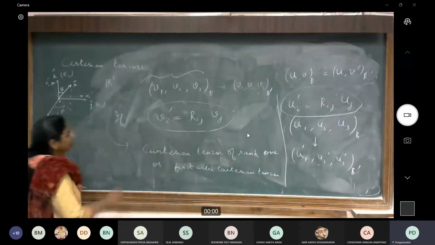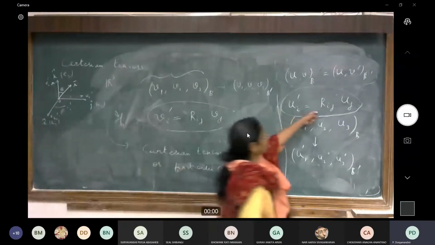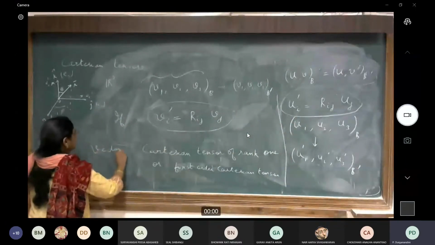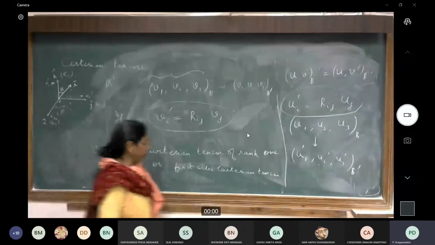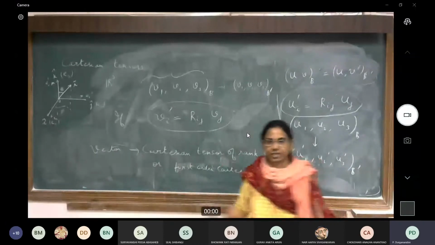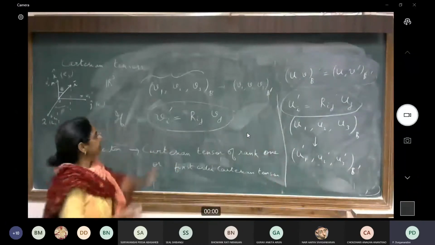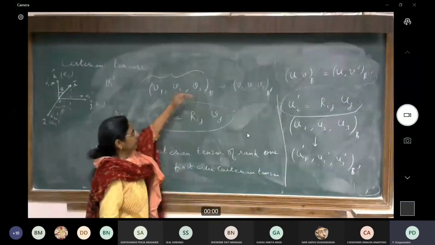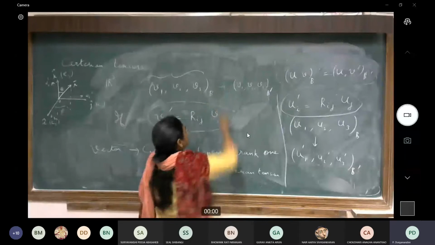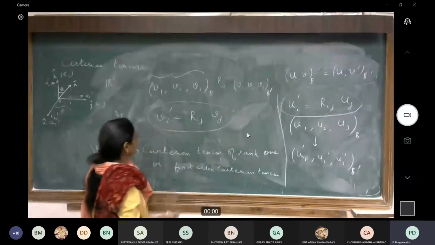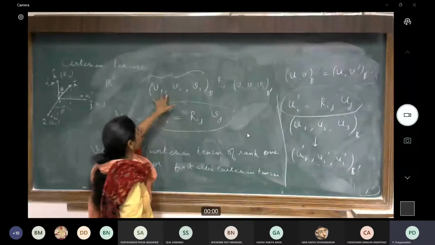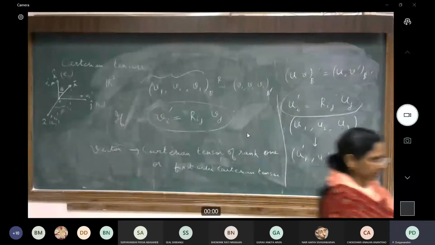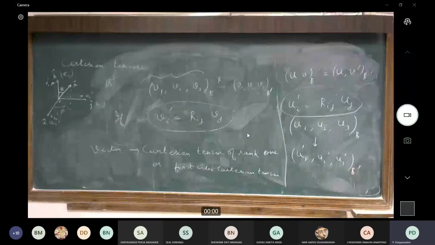Or in other words, but this you can see is nothing but how a vector transforms. So our usual vector is really nothing but a Cartesian tensor of rank 1 or a first order Cartesian tensor. So this is by definition now, that if I can find a set of three quantities like this with respect to a basis B, and if the transformation properties under a rigid rotation transformation are this, then in that case I will call these V1, V2, V3 a Cartesian tensor of rank 1 or first order Cartesian tensor.